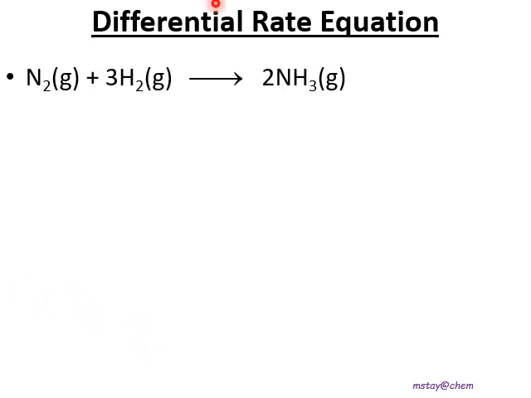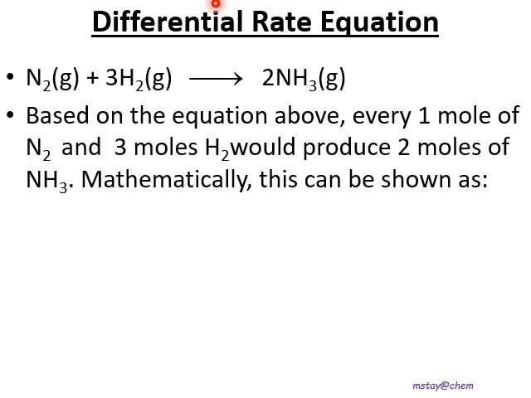First we need to have an equation. When we have this equation, we will read it like this: every 1 mole of nitrogen will react with 3 moles of hydrogen, and then will produce 2 moles of ammonia.